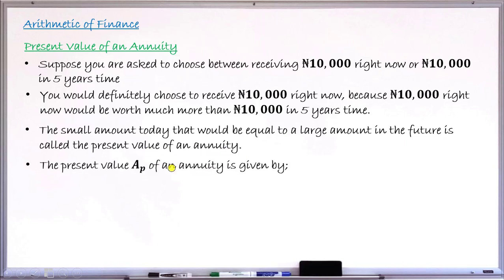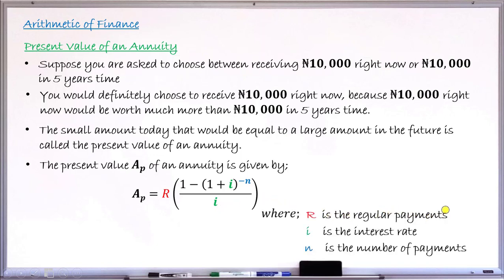Present value of an annuity, AP, is calculated by using this formula. AP equals R multiplied by the bracket. Inside the bracket, you have 1 minus another open bracket, 1 plus I, the small bracket raised to the power of minus n, all over I. This is the formula we use to find the small amount today that will be equivalent to the amount of our annuity in the future, where R is the size of the regular payments of that annuity, I is the interest rate and N is the number of payments.